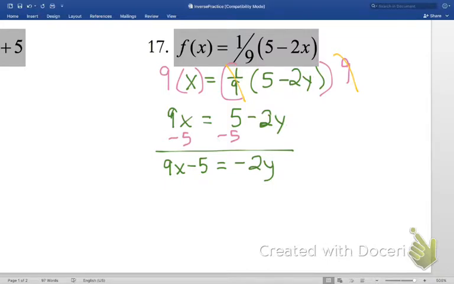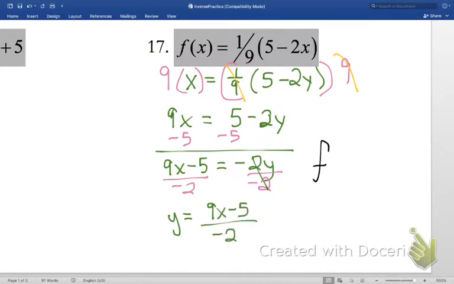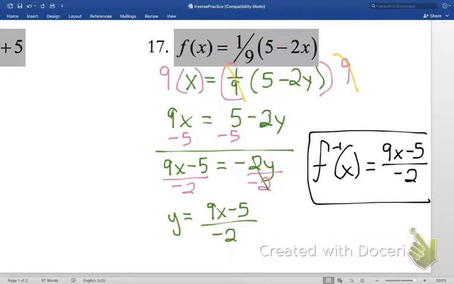Okay, now that we've gotten rid of that confusion, how do I get y by itself? Divide by negative 2. Could I divide each term by negative 2? Yes, or I can leave it all as one. So my 2 and my negative 2 cancel, and I now have y equals 9x minus 5, all divided by negative 2. Remember, we write it in function notation, so I have my f inverse. I could divide each term by the negative 2 or just leave it as is.